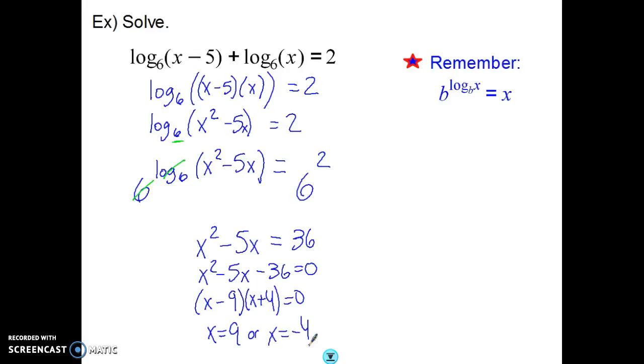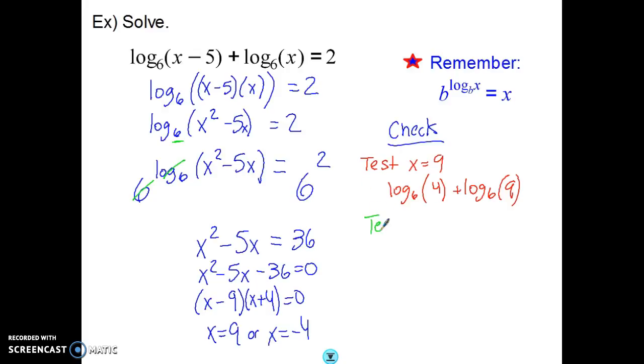So we're done up through step 3 now. Step 4, remember, is to check our answer. In other words, we need to make sure that when I plug in 9, I'm not trying to do the log of a negative number. And when I plug in negative 4, I'm not trying to do the log of a negative number. Well, if we test 9, we get log base 6 of 9 minus 5 is 4, plus log base 6 of 9. Both of those, we're doing the log of a positive, so that's fine.